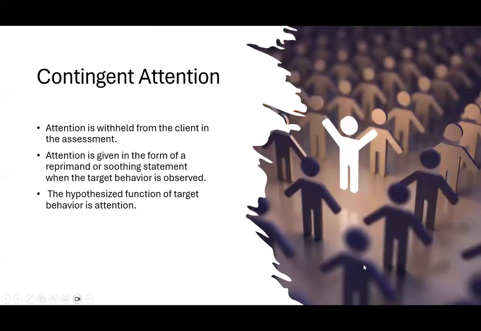Next, we'll talk about the contingent attention. The clinician should arrange or position themselves so that the person being assessed is not given attention, or it is withheld. This can look like nonverbal interactions or lack of eye contact. This also means no gestures like thumbs up or high fives. The clinician needs to be as neutral as possible. When the target behavior does occur, attention is given in the form of reprimands or soothing statements. Statements look like, "Do not do that," or "You will be fine." This helps with identifying if the behavior is attention maintained.